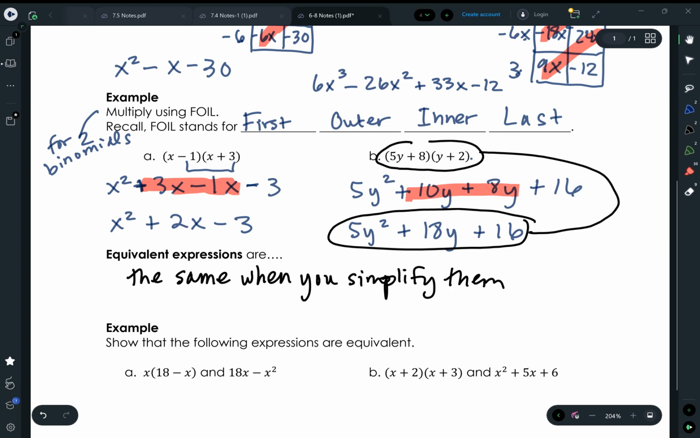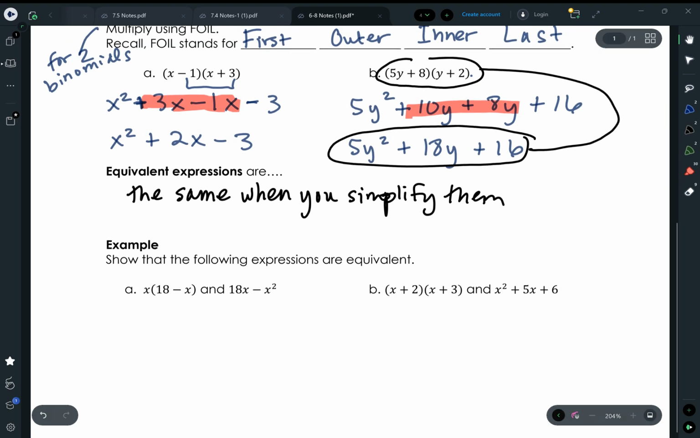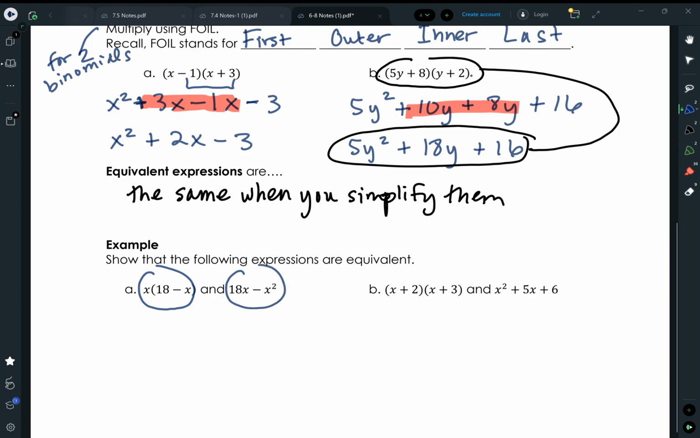So for our last example here, we're going to show that these are equivalent. When I look at two expressions, I need to say expressions because there's no equal sign, right? Only equations have equal signs. So they want me to compare two things. They want me to compare this x times 18 minus x with this one over here. Clearly the one on the right doesn't have any parentheses. It's already been simplified. So I'm going to have to work with the one on the left, and I'm going to have to simplify it.